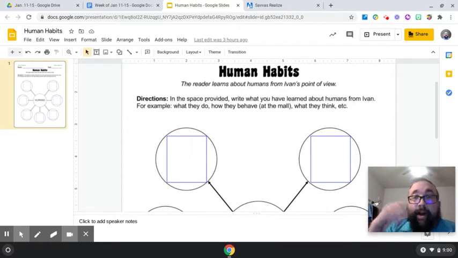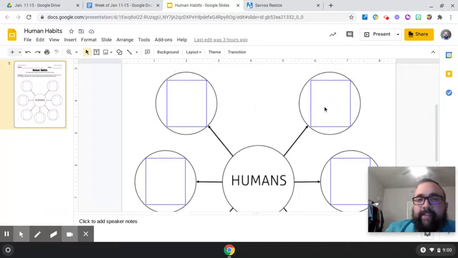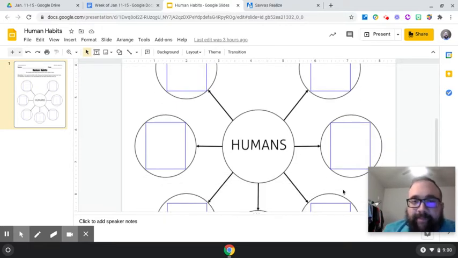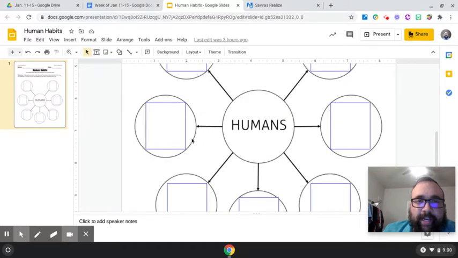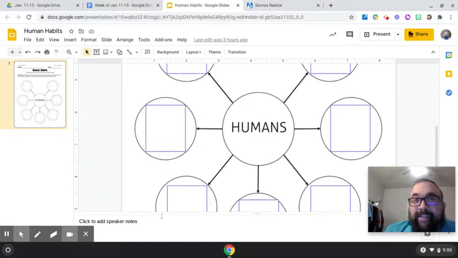So automatically, we're going to go back into the text and pull text evidence. There's kind of a theme going this week about text evidence. Here's an example: what they do, how they behave at the mall, and what they think. So it's from Ivan's point of view, how humans act, their habits, what they do at the mall. Look at all of these spaces. You've got some text evidence to find.